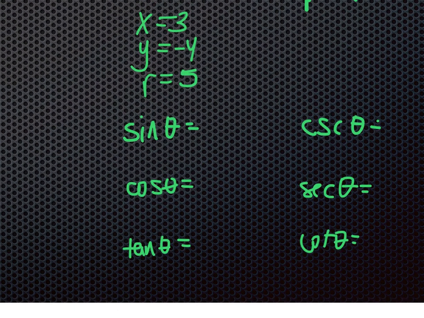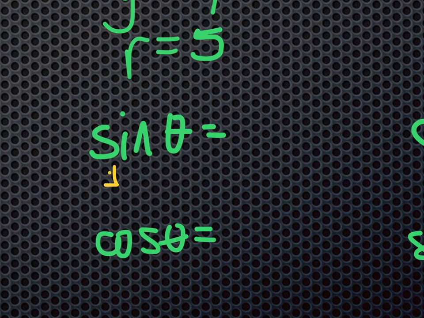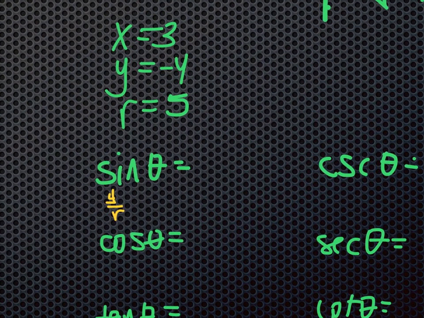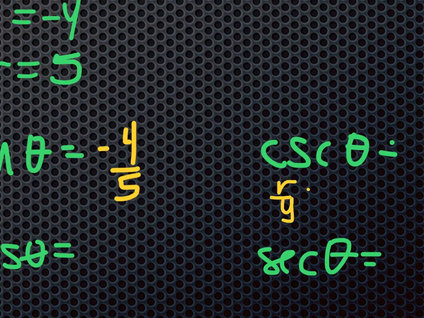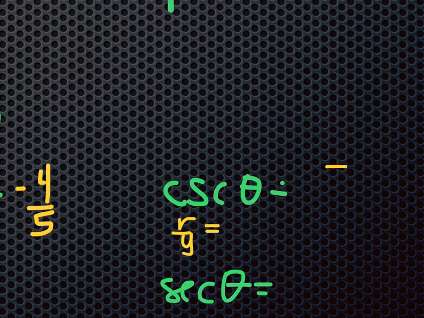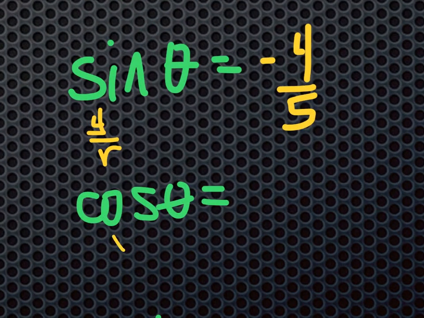Remind me again. I know we said it 100 times. Let's say it 101. What is sine? What over what? Y over r. So what is it? Negative 4 over 5. So if sine is y over r, my cosecant is r over y, which is 5 over negative 4. All right, cosine, x over r, yes?